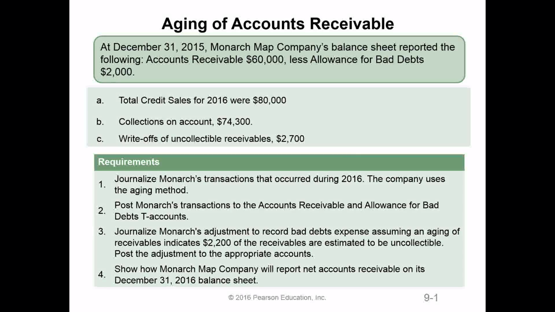So we sold on credit $80,000 worth of merchandise for the year. We collected $74,300, and we wrote off the uncollectible accounts. Remember, these are all the individual accounts that we've determined are way too old. These specific people are not going to pay, and we're writing off those particular accounts receivable. Remember, that has absolutely nothing to do with the bad debt expense that you're going to record. Okay, so we're going to journalize those transactions, post them to T accounts, record the bad debt expense, and then we're going to show you what the balance sheet would look like.